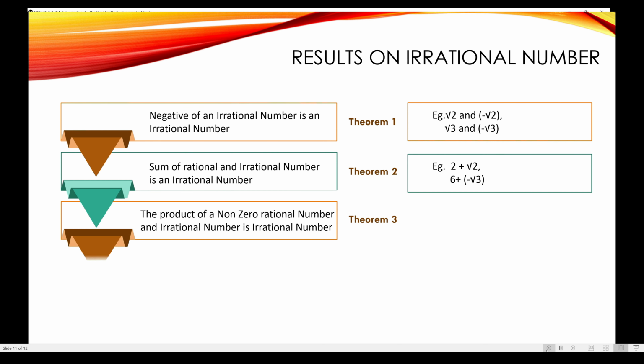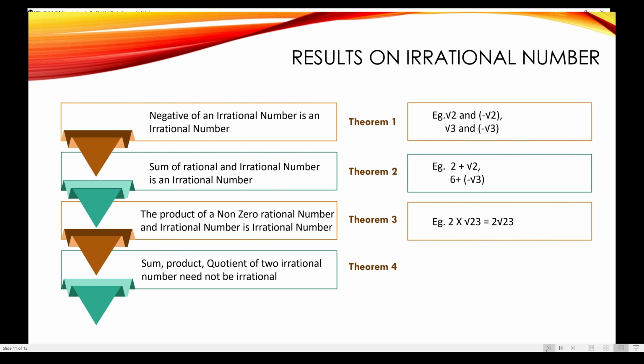The third theorem states that the product of a non-zero rational number, and here non-zero is important, and irrational number is an irrational number. For example, 2 is a rational number and under root 23 is an irrational number and their product is an irrational number. Please note that if a number is multiplied with 0, it becomes 0 and 0 is a rational number.